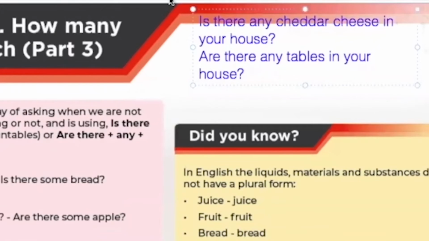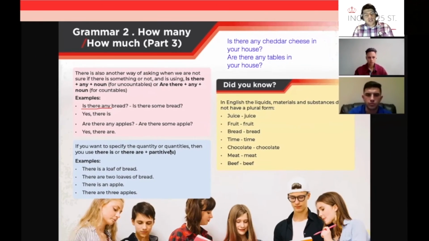Y bueno, en la respuesta, como vimos, dice, if you want to specify the quantity, podemos utilizar there is, there are, y los partitives. Los partitives es lo que estamos diciendo de a loaf, números, an, etcétera. Ya lo estuvimos viendo durante la lección. Una pregunta. What's the meaning of loaves? Loaf. Que dice, there are 2 loaves of bread. Pues loaves is a plural of loaf.